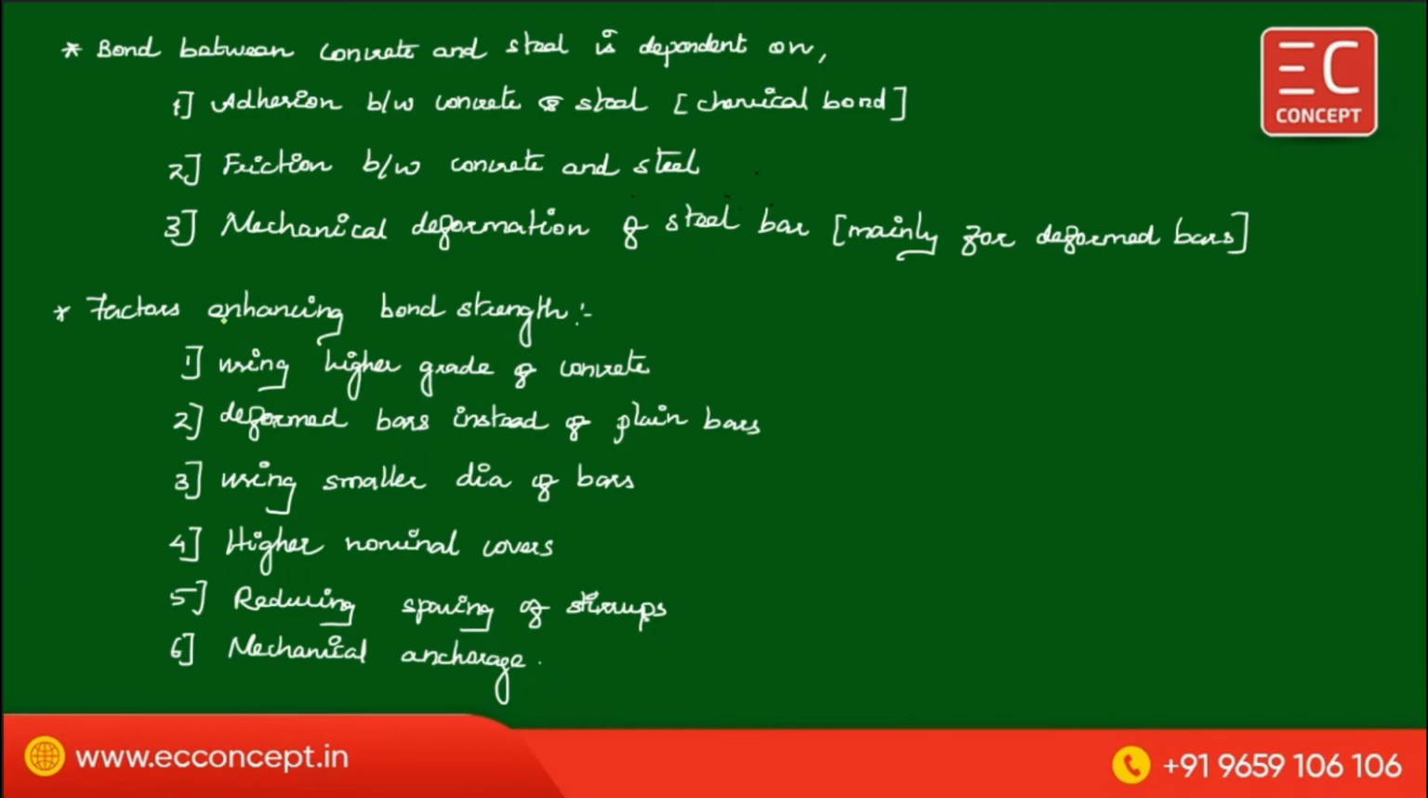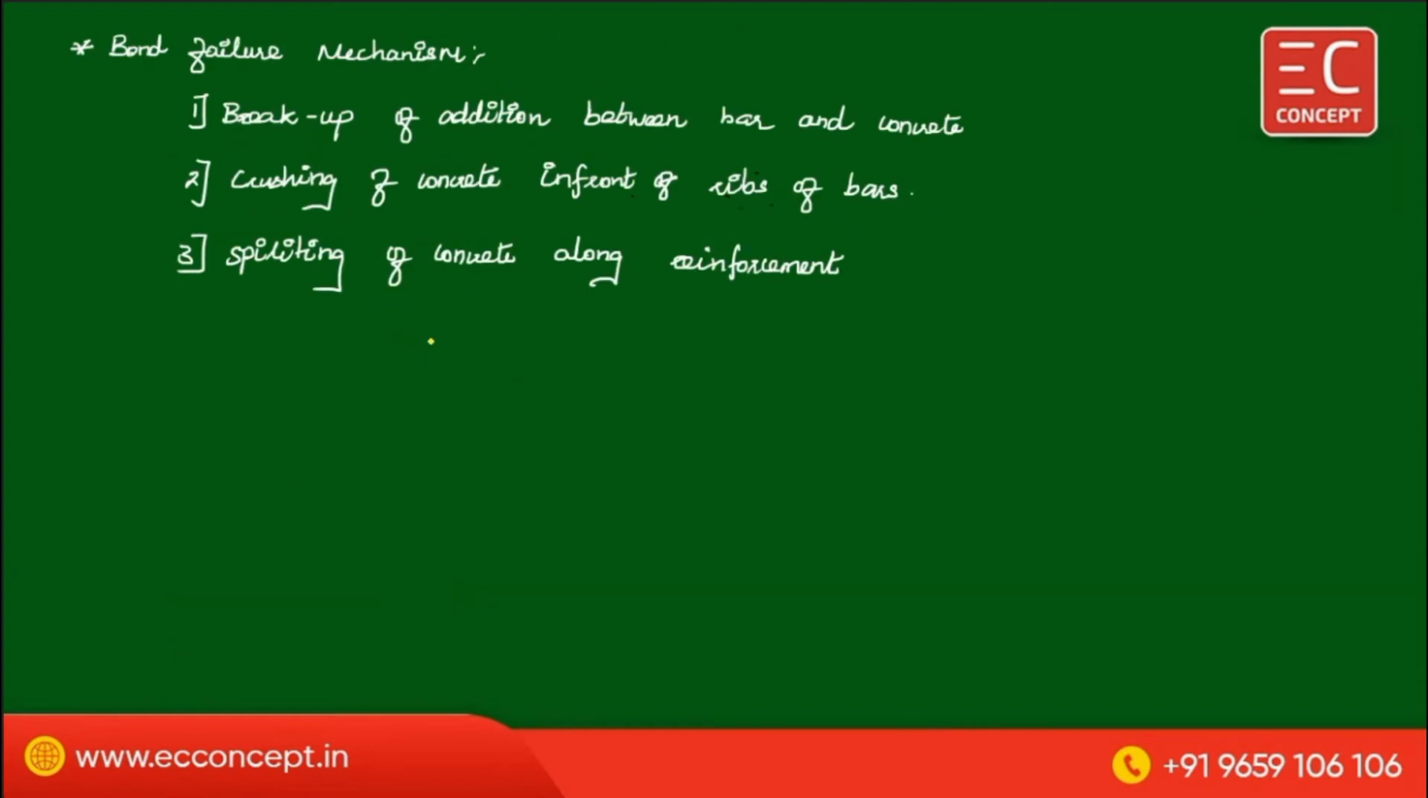Then, how can we increase the bond strength? The bond strength increases by higher grade of concrete, deformed bars, smaller diameter of bars, higher nominal cover, reducing the spacing of the stirrups, and then mechanical anchorage. So by these six we can increase the bond strength.